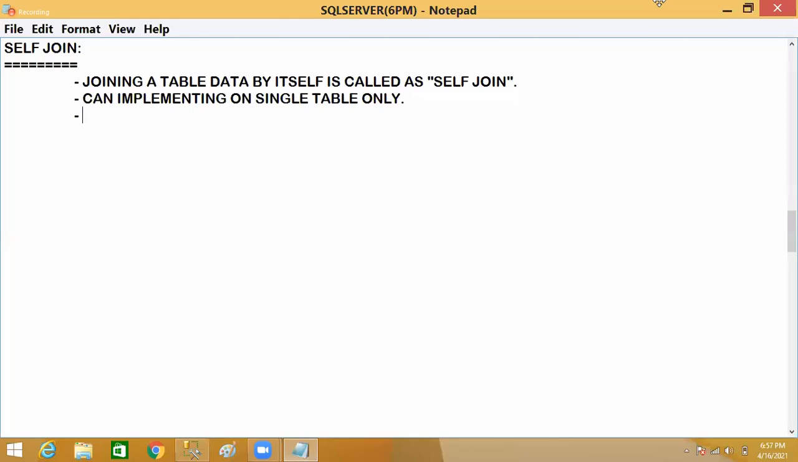Okay, now here the point is what, guys? Now we can see the third point. Observe carefully. Self join can be implemented on a single table only, we said. But here the question is, how is a single table's data compared by itself? How is a single table's data compared by itself? This kind of question comes up.